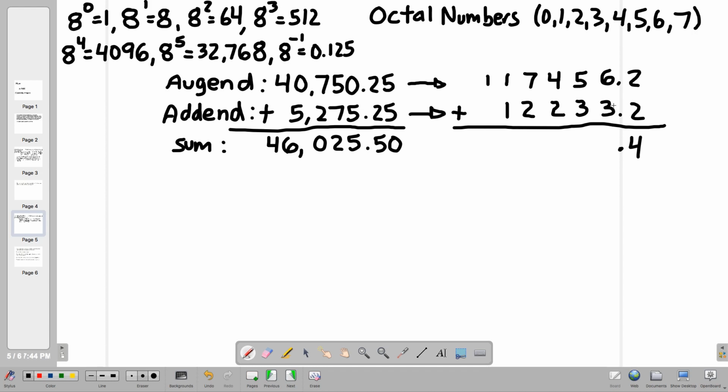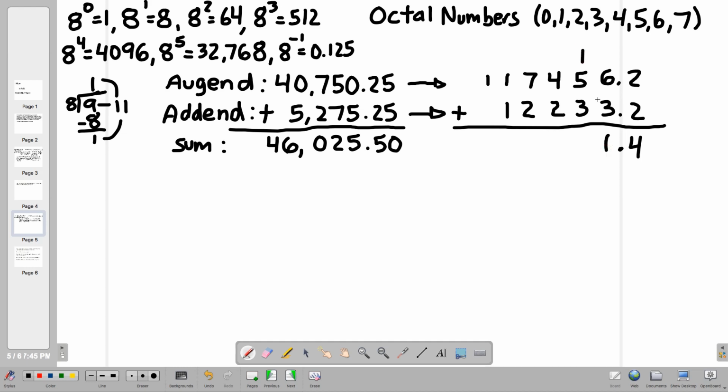So we go to the next significant column towards the left, and we add the values 6 and 3. But that produces a value of 9. So 9 we have to convert into octal. What we do is we take 8 and divide it into 9. We get that one time, and 8 times 1 is 8. We subtract 8 from 9, we get 1. So this is saying that the value 9 is represented by 11. And so a 1 goes here, and a 1 is carried.